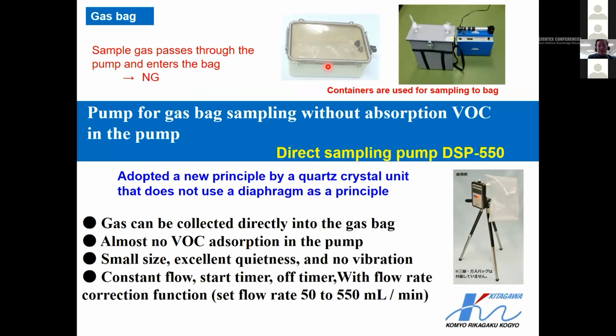Okay, next is the sampler for gas bag sampling. For gas bag sampling, we use these containers. Air in the container is evacuated with air aspirating pumps. Because having the sample gas pass through the pump is not good, since VOC reacts with the inner side of a pump.